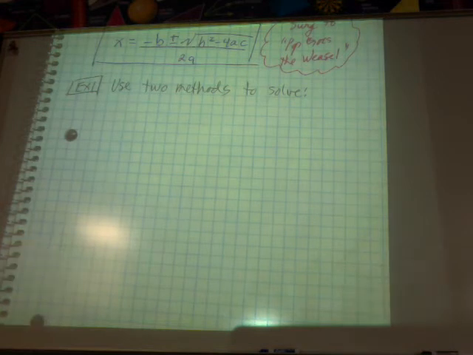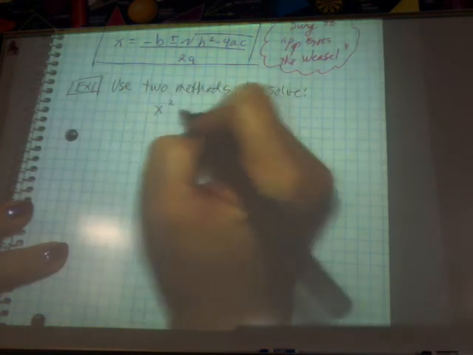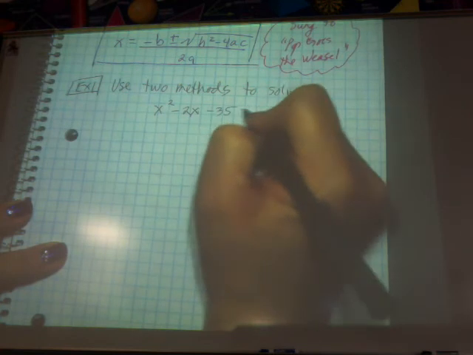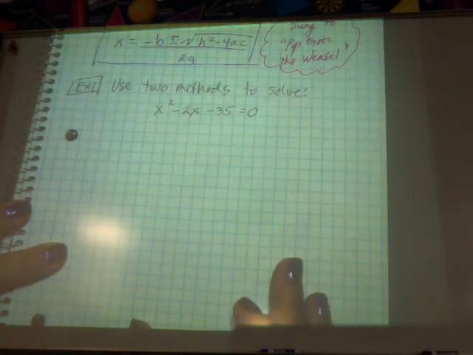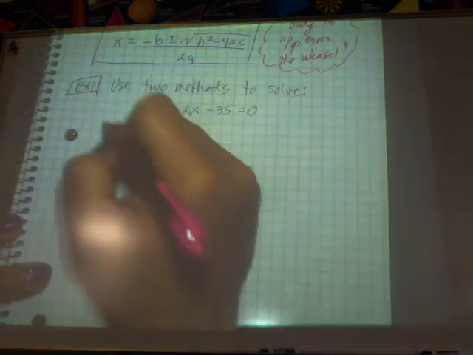So here's my equation: x squared minus 2x minus 35 is equal to 0. So here is method number 1.